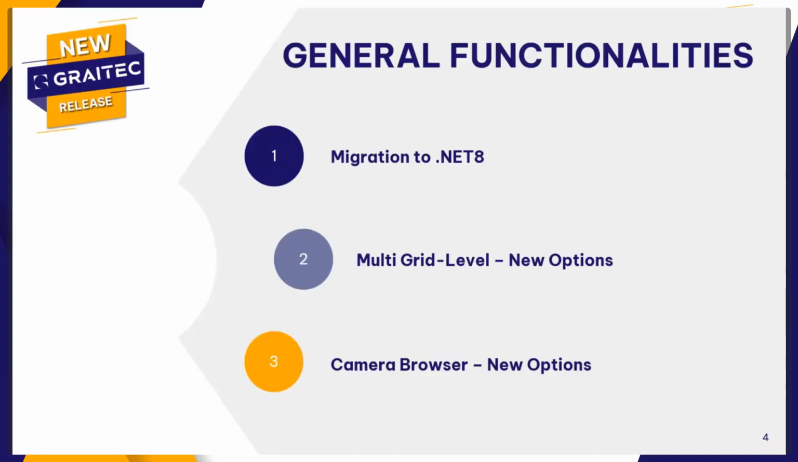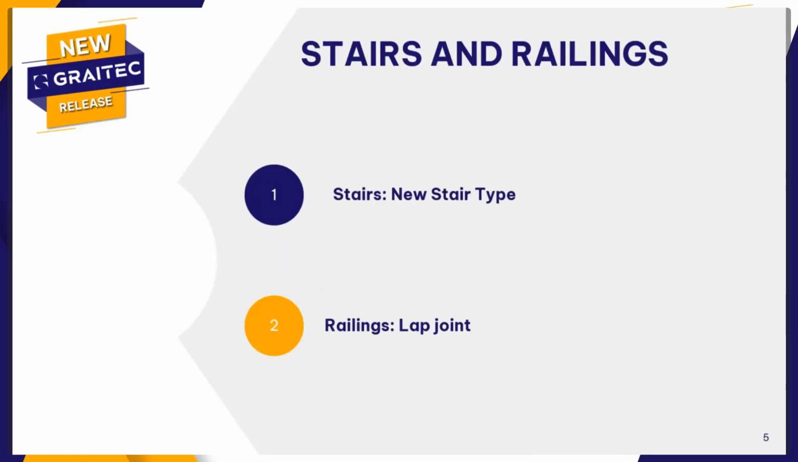Now let's switch to the technical aspect of this session and talk about the novelties of the PowerPack for Advanced Steel 2025 version. Related to general functionalities, we have three topics: migration to .NET 8, multi-grid level, we have new options, camera browser, we have new options. For the package stairs and railings, we have a new type of stair, and for railings, a new type of joint.